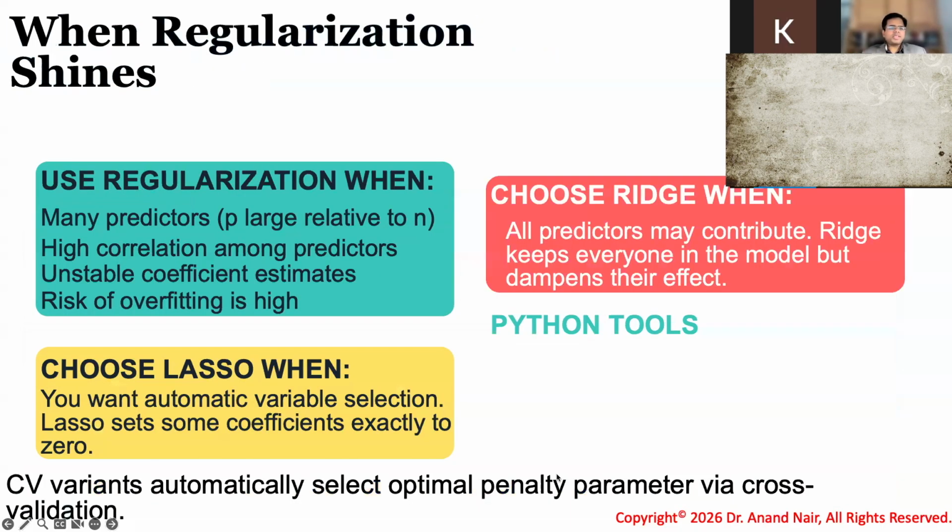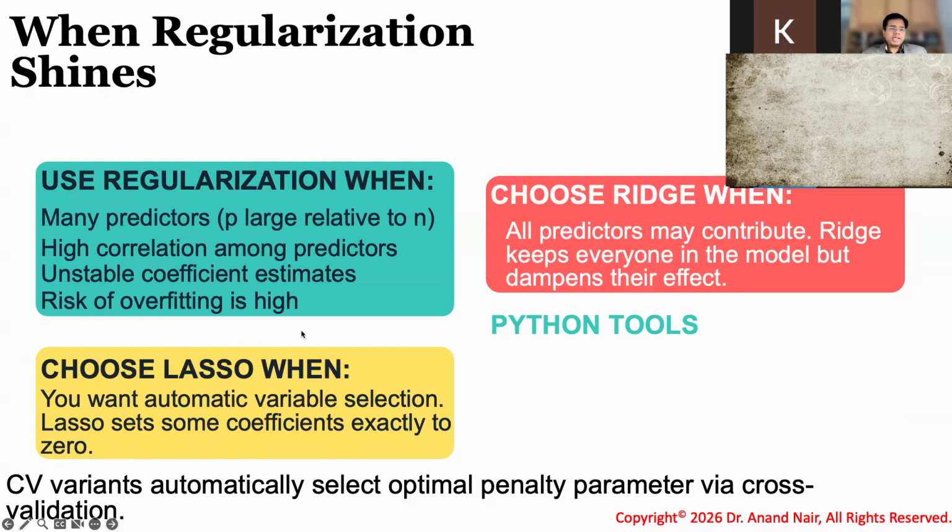So just to summarize, regularization shines when there are many predictors relative to n, and there is high correlation among the predictors, meaning some predictors are highly correlated with each other. There are unstable coefficient estimates, and there can be a risk of overfitting. When all these conditions are there, regularization is very helpful.